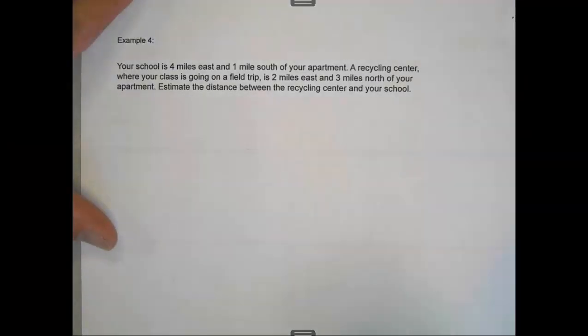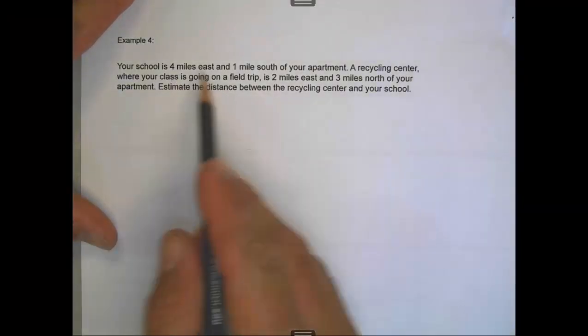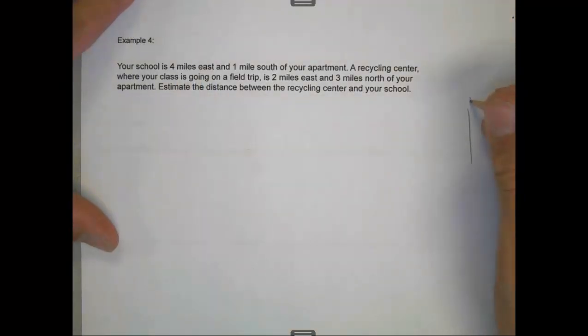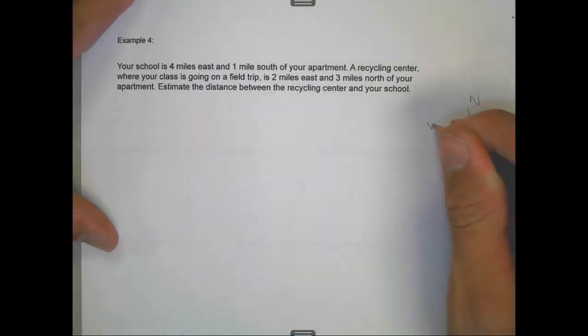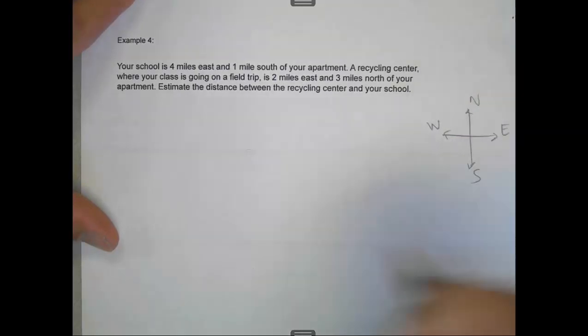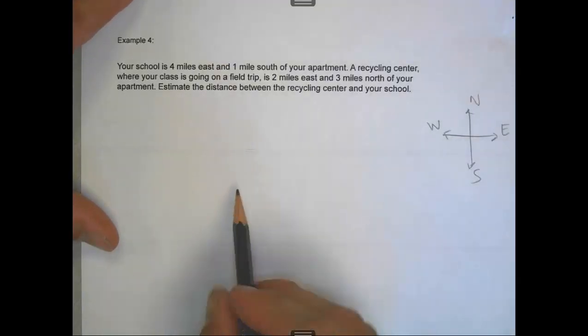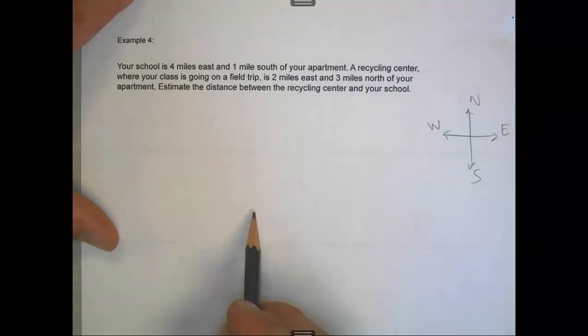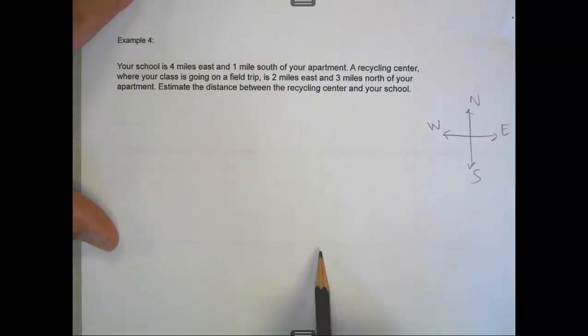All right, and then the last example, example 4, says your school is 4 miles east. Whenever I'm given directions, I always do north, south, and then west, east, just to make sure. Put a little compass on my paper because I'm prone to make mistakes. And then I start from a starting point. I'm going east and then south.